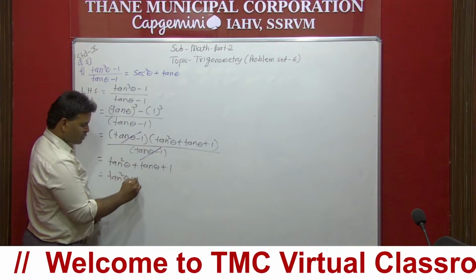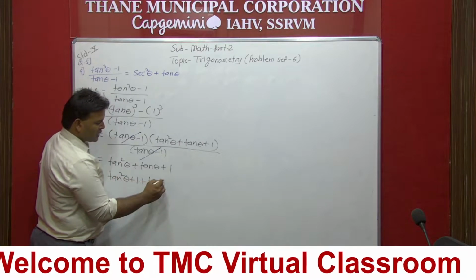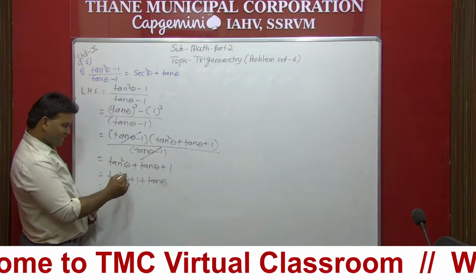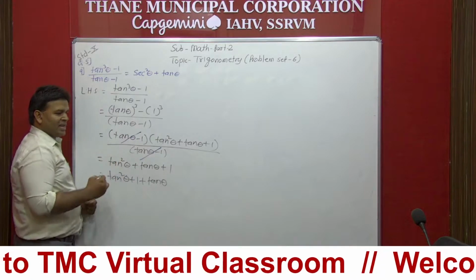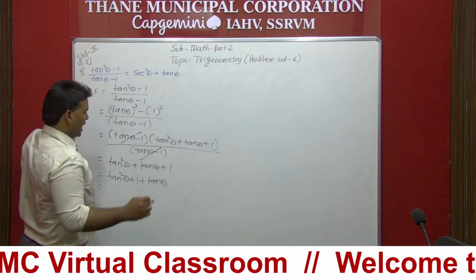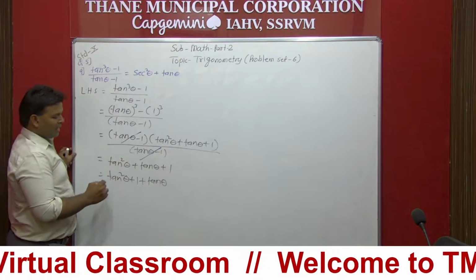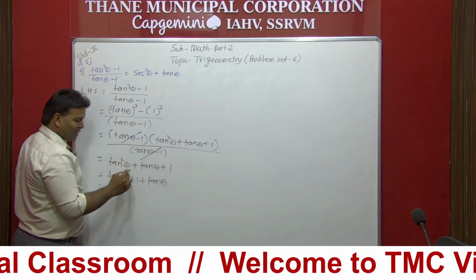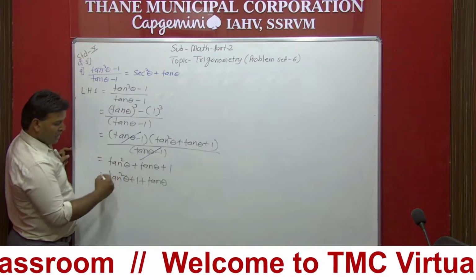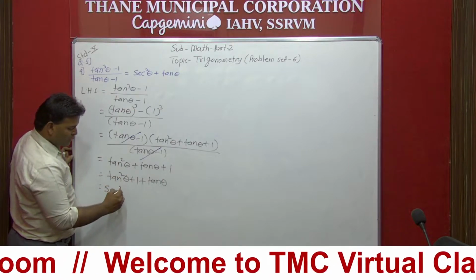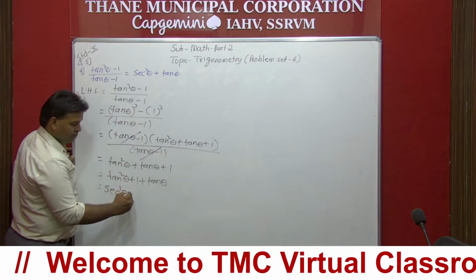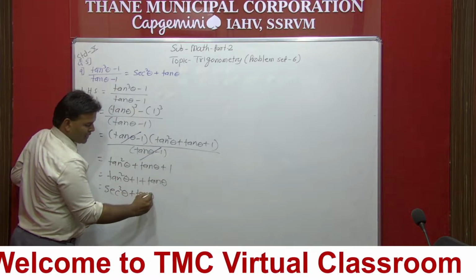Tan square theta plus 1 plus tan theta. Now pay attention. This is one of the identities. I have already told three identities, out of which this is one. Tan square theta plus 1 is nothing but sec square theta. So instead of this, I am going to write sec square theta plus tan theta.